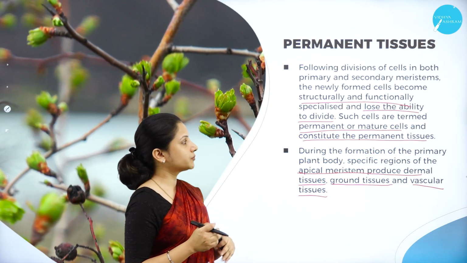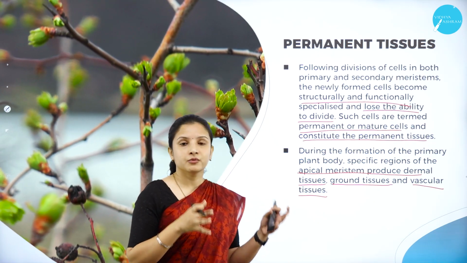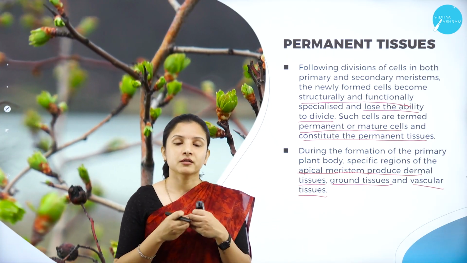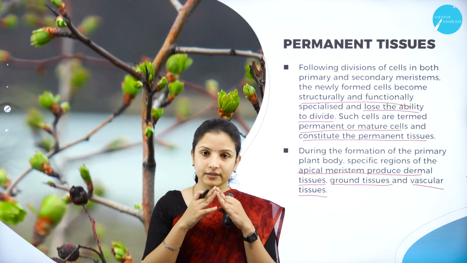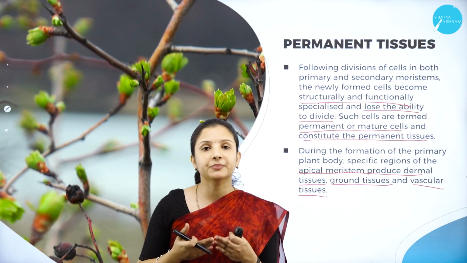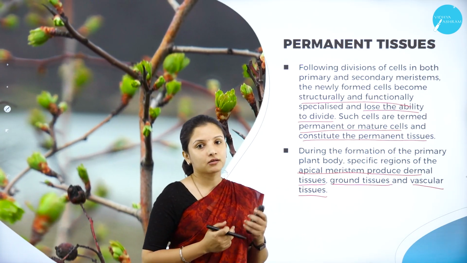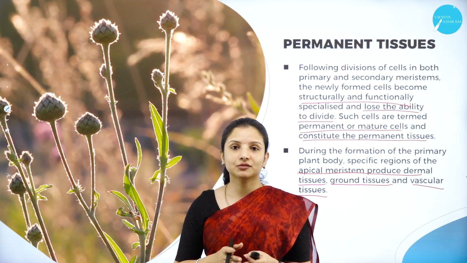So when talking about the primary meristems, I hope you have understood that those cells which have lost their ability to divide will stop dividing completely, because the older cells would have been completely mature. Such cells are called the permanent tissues. I hope you understood this session well.